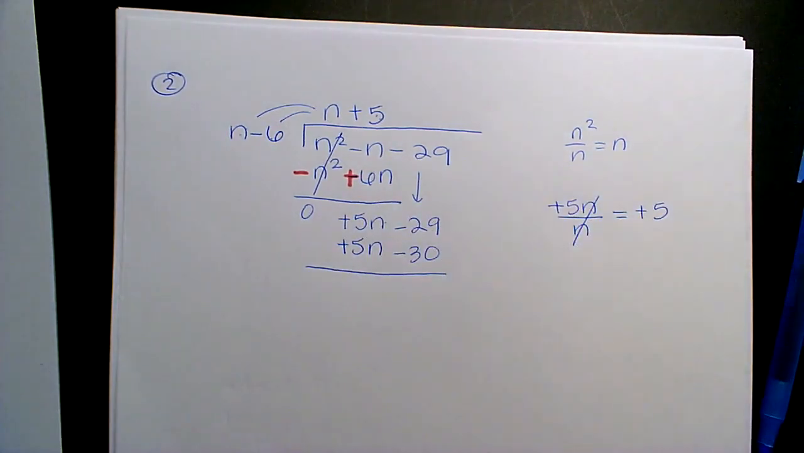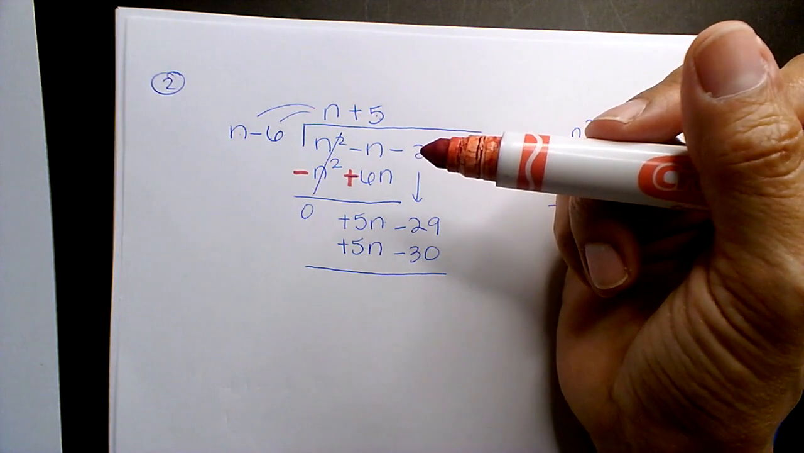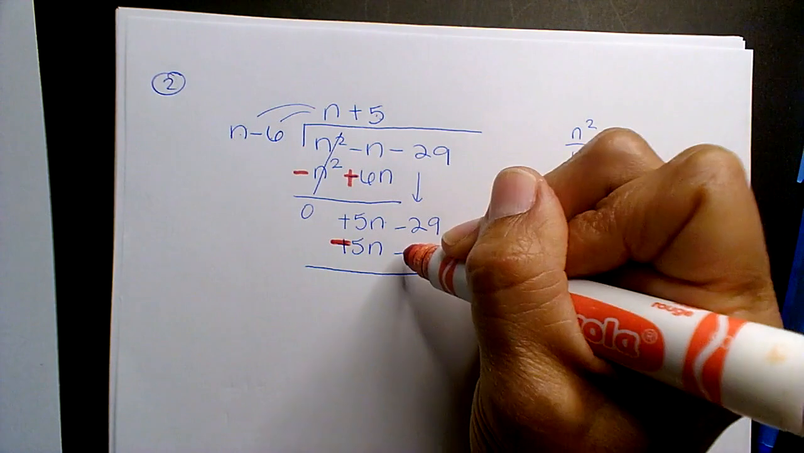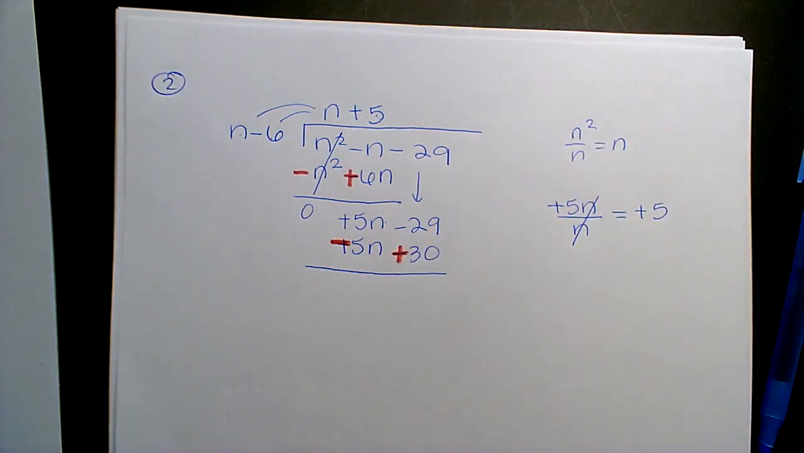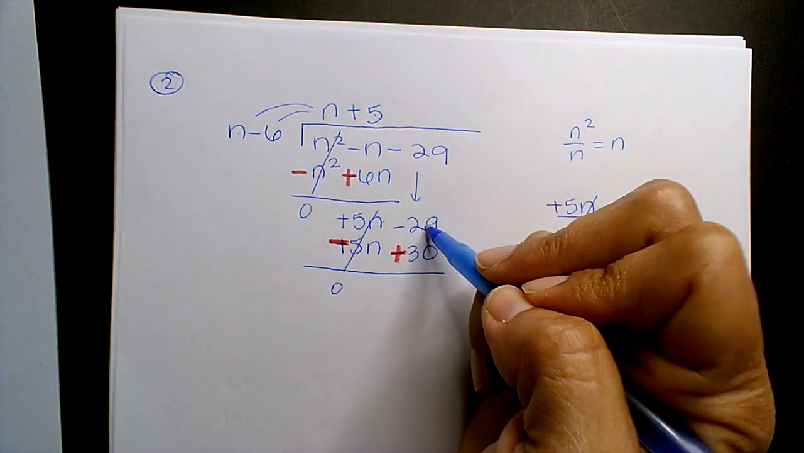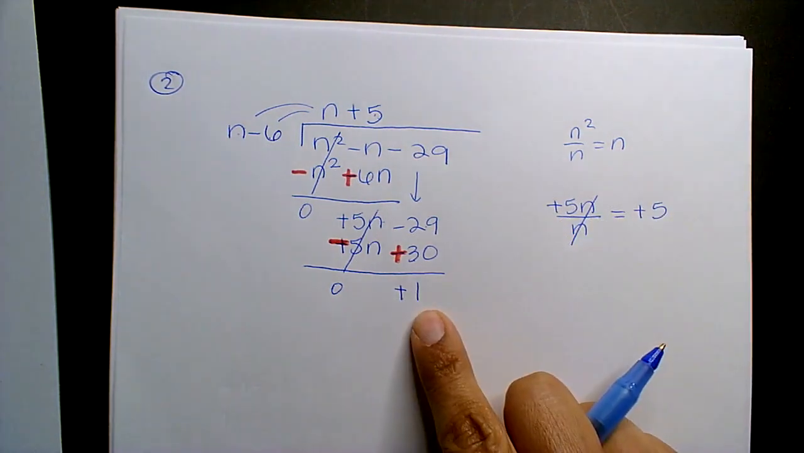And now you come in with the subtraction where you're changing the signs because you're subtracting. So this becomes a minus and this becomes a positive. And so now this is 0 and negative 21, positive 30, positive 1. That is your remainder, but for cubics, we're not going to be getting remainders other than 0.